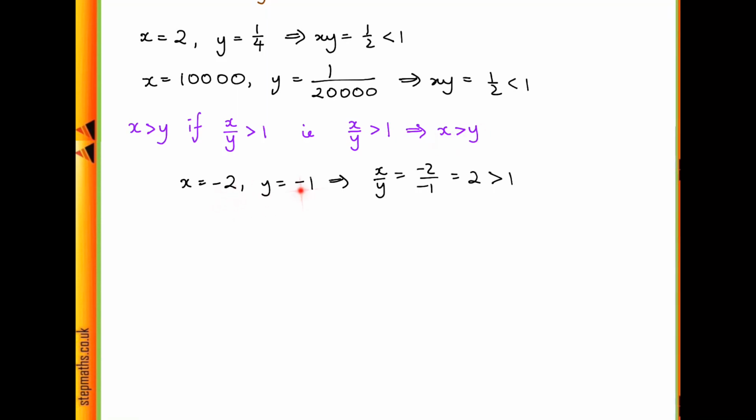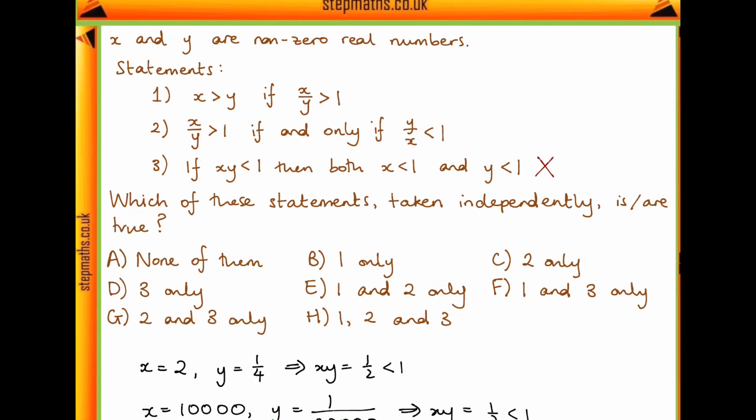No, it's not. Minus 2 is less than minus 1. So just because we have this ratio being greater than 1 doesn't mean that x has to be greater than y. So our first statement is also false.